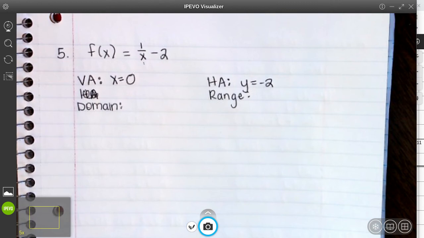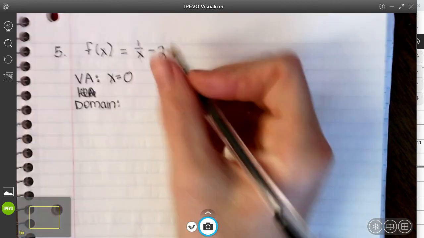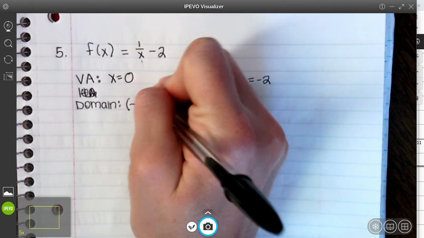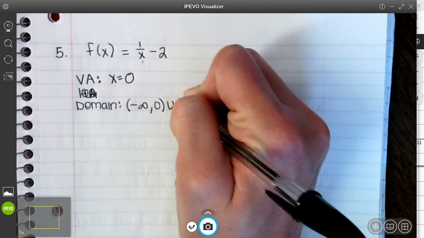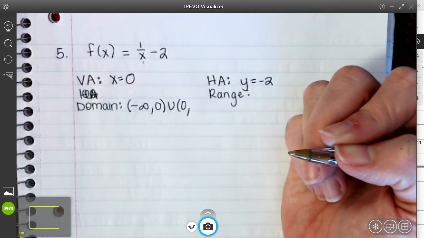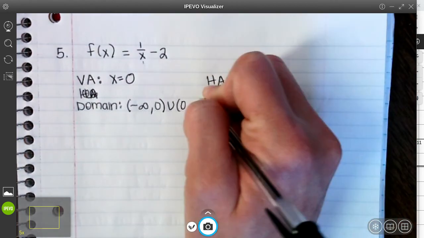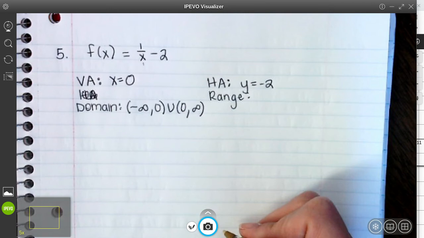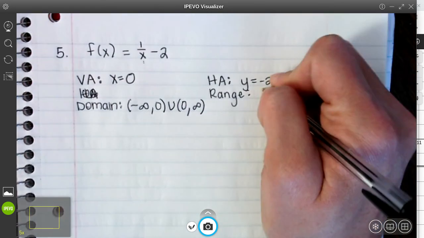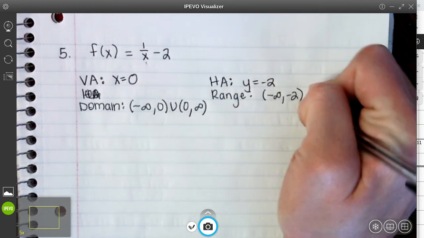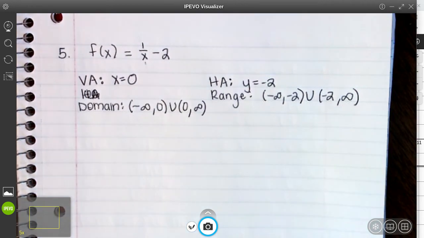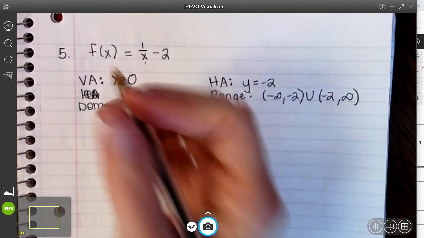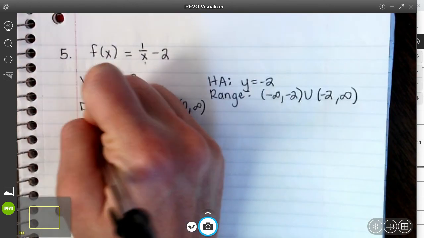So once you can get those, then your domain and range is pretty simple. We go from negative infinity to 0. We don't touch 0, so we use a regular parenthesis. And then we have 0. We might touch 0.00001, but we don't touch 0. And we go to positive infinity. All right, the range will be negative infinity to negative 2 and negative 2 to positive infinity. So it's always that pattern no matter what you have. You just have to find your numbers. So if you're like, man, I don't understand this, at least look at it as a pattern.